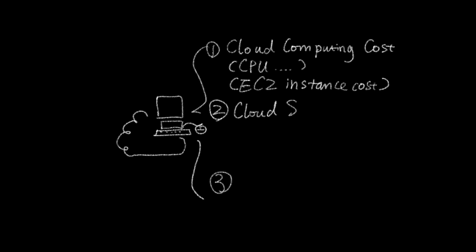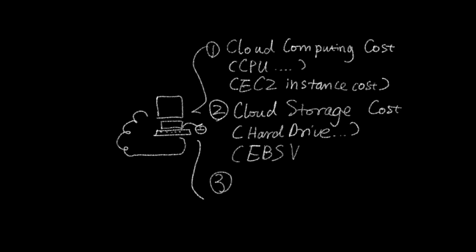Second, the cloud storage cost. This is for the data storage devices attached to the cloud computing instance. For example, the hard drive of a cloud computer. In AWS terms, this is the EBS volumes cost.